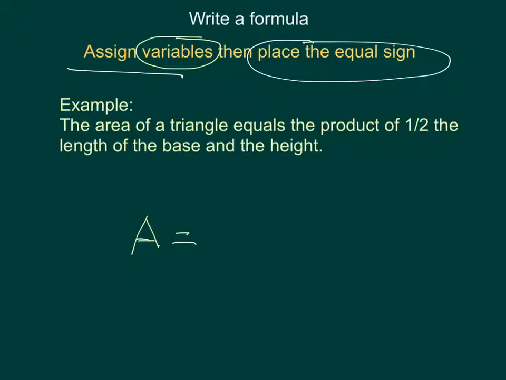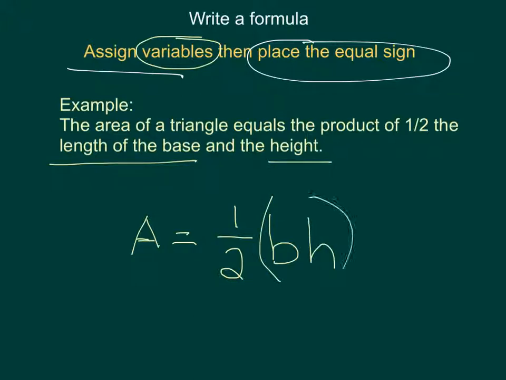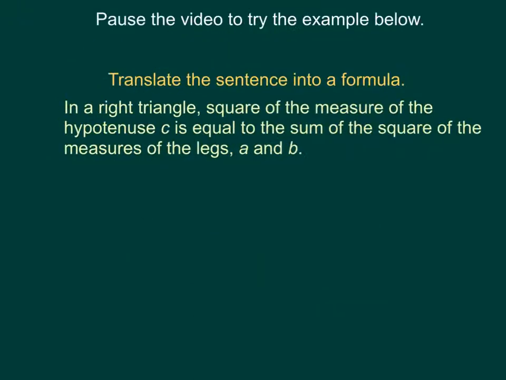Equals the product, which is multiplication, of 1/2 the length of the base and the height. So for length of the base, let's represent it with B, and the height. And so it would look like this. This is 1/2 of the product, because we have our multiplication with the parentheses, the length of the base and the height. Pause the video to try the example below. Translate the sentence into a formula.